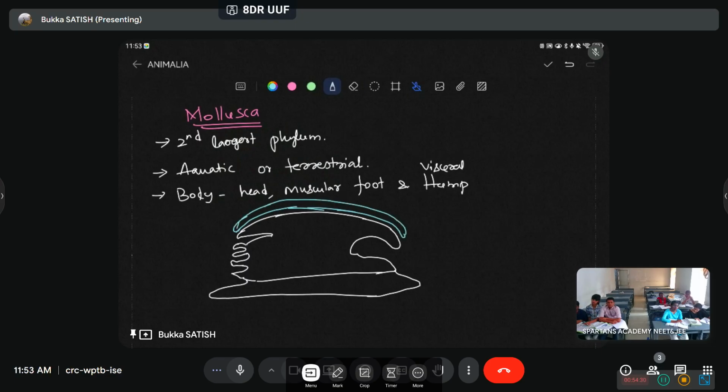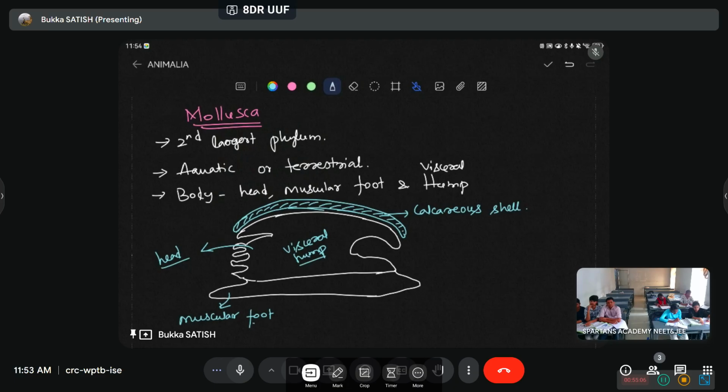Just for understanding, I'm giving you the diagrammatic representation of its body. The important structures: first of all, the body has one calcareous shell. Body is covered with the calcareous shell. In addition to that, you can see the head. This part is head. All this is visceral hump, right? And there is one muscular foot. These are the three body parts that you have written: head, visceral hump, and muscular foot.